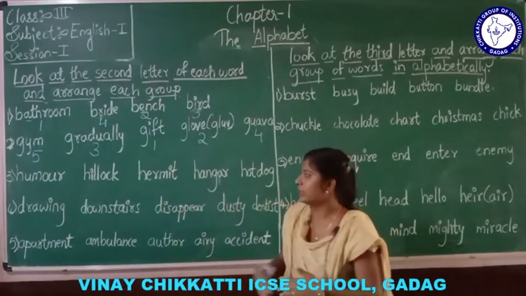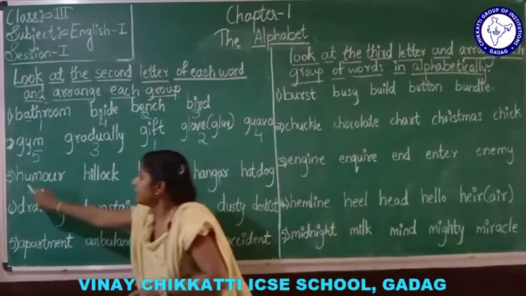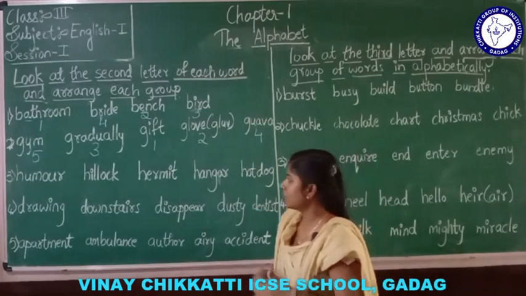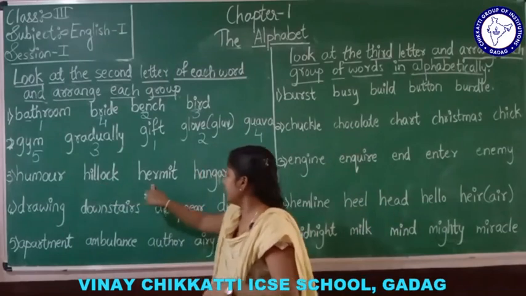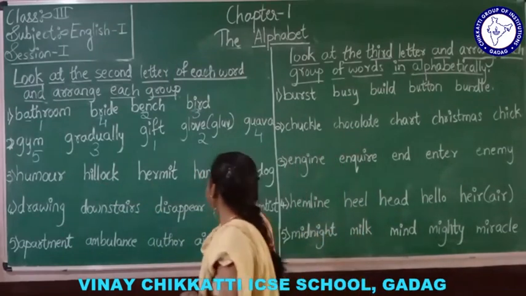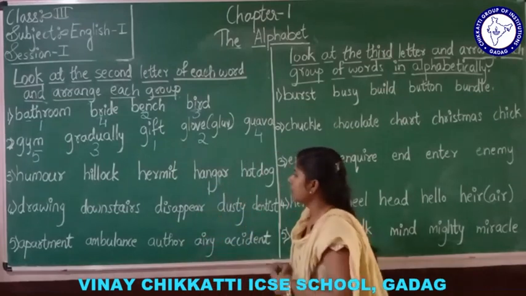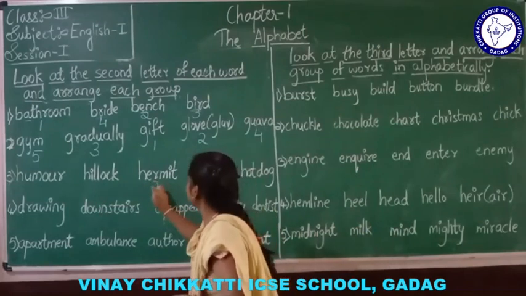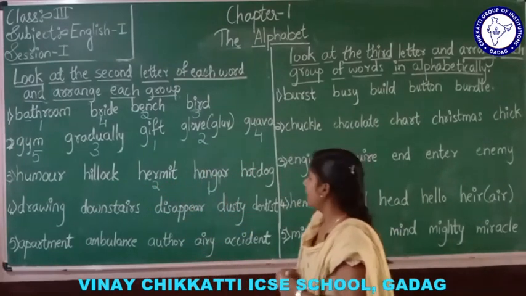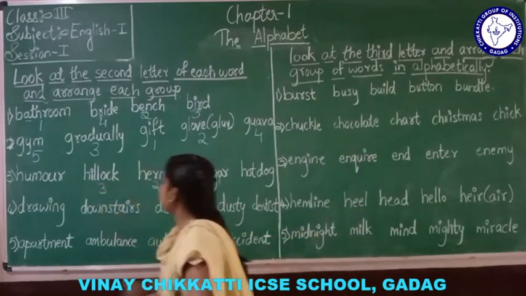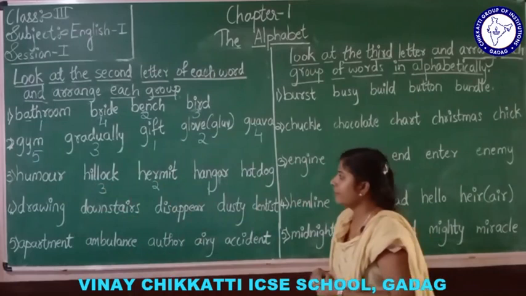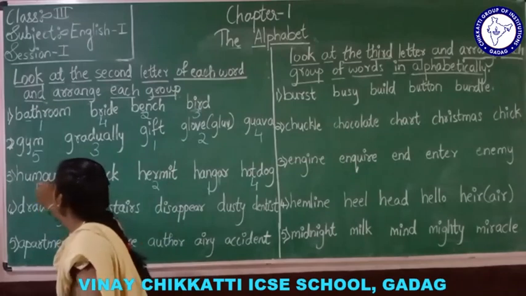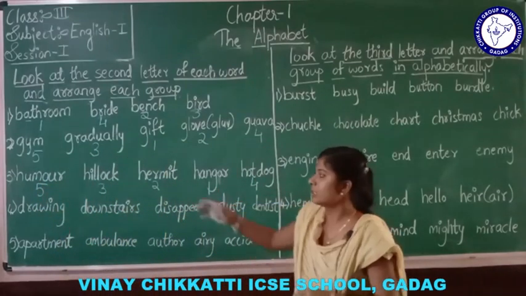Now coming to the third one. See, the first letter is H everywhere. So we can see the second letter now. See, the second letter here: U, I, E, A, O. So let me start. A, B, C, D, E, F, G, H, I, J, K, L, M, N, O, and the last one is humor. Understood? The last one is humor.